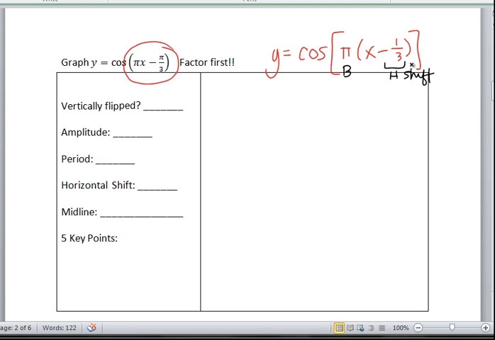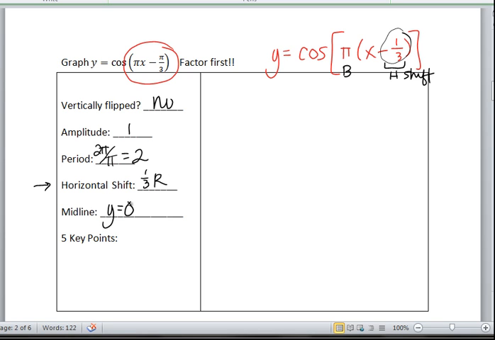Okay? So as we go through this, let's go through our typical questions. The only thing that's new is this. Okay? Is this vertically flipped? No. What's my amplitude? It's 1. What is the period? Well, remember that period is equal to 2 pi over b, and in this case my b is pi, so the pi's cancel, and my period is 2. Now what is my horizontal shift? It's this. It's 1/3 to the right, and my midline is y equals 0.